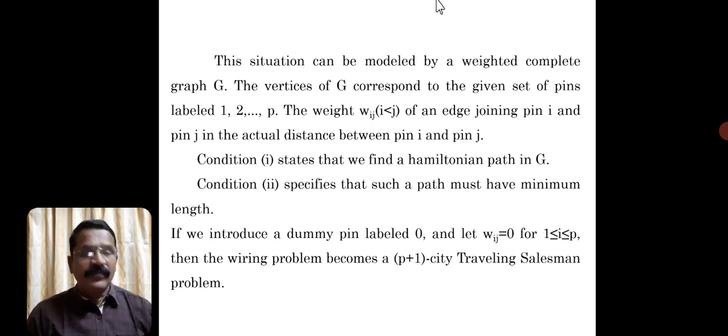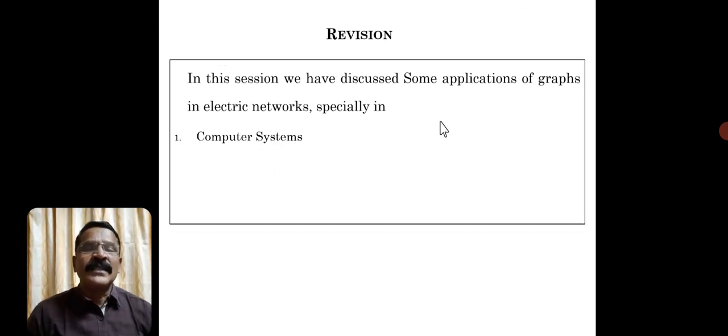So with this we conclude this session. Before concluding, in this session we have discussed some application part, especially computer systems. There are some pins and we are joining all the pins by wires. In that, the starting pin and the last pin, and all pins must be considered in that circuit, with a minimum length of wire. This is what we have discussed in this session.